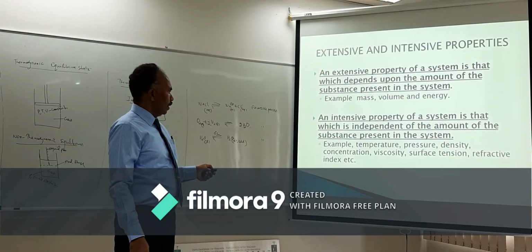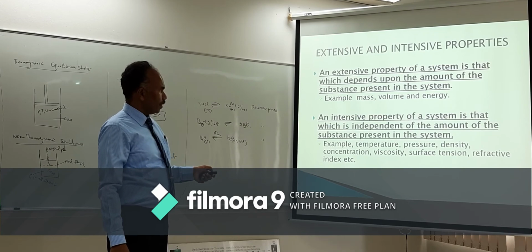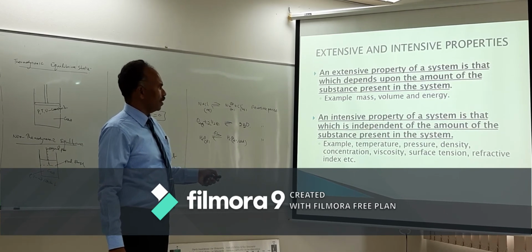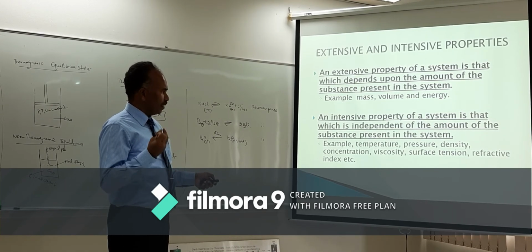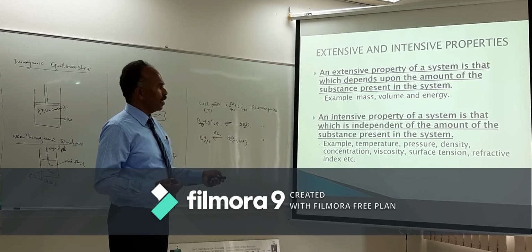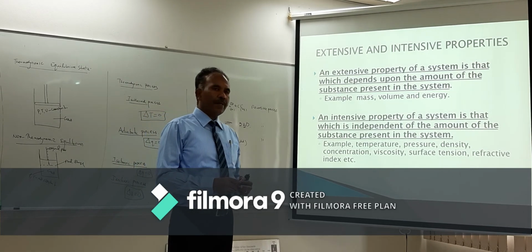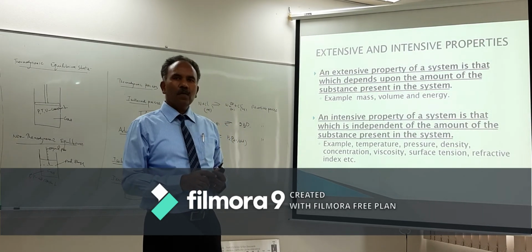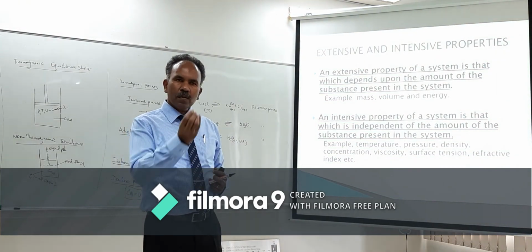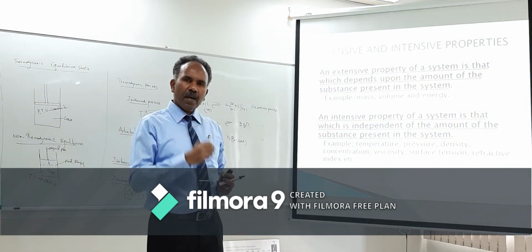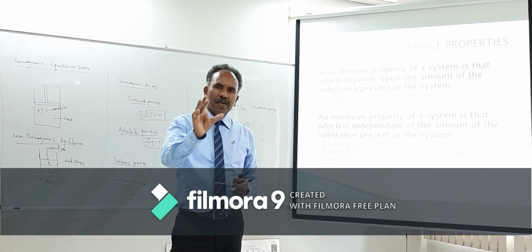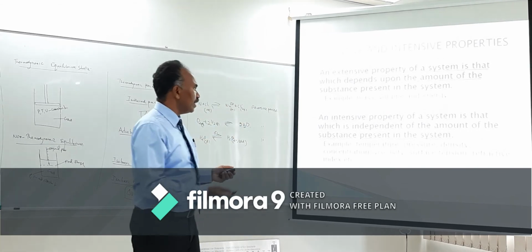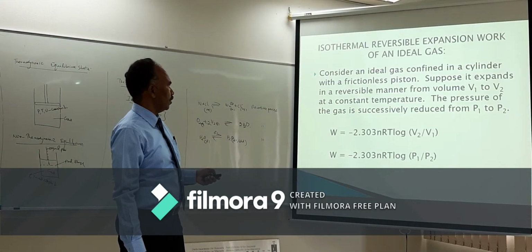That is, the intensive property of a system is that which is independent of the amount of substance present in the system. So we must know that temperature, pressure, density, concentration are intensive. What is density? For example, you take 1 liter of sulfuric acid. You take 1 ml or 2 ml or 3 ml or 10 ml of sulfuric acid, the density remains constant. So it is independent of the amount of substance.